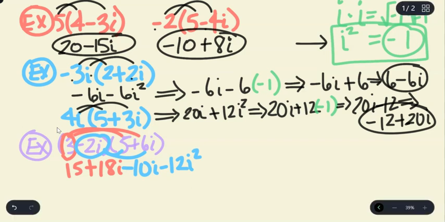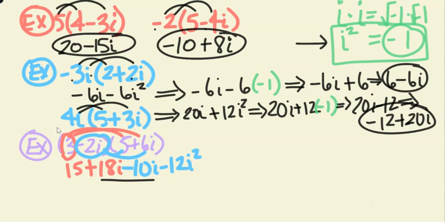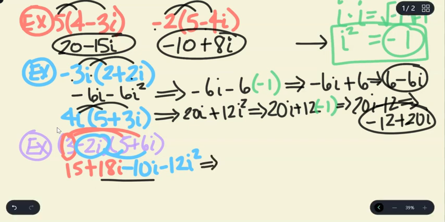So for my next step, I'm going to combine my like terms, the 18i and the 10i. So I have 15, and then 18i minus 10i is 8i. And then I have minus 12i squared. Well, what is i squared? i squared is negative 1. So negative 12 times negative 1 is positive 12.